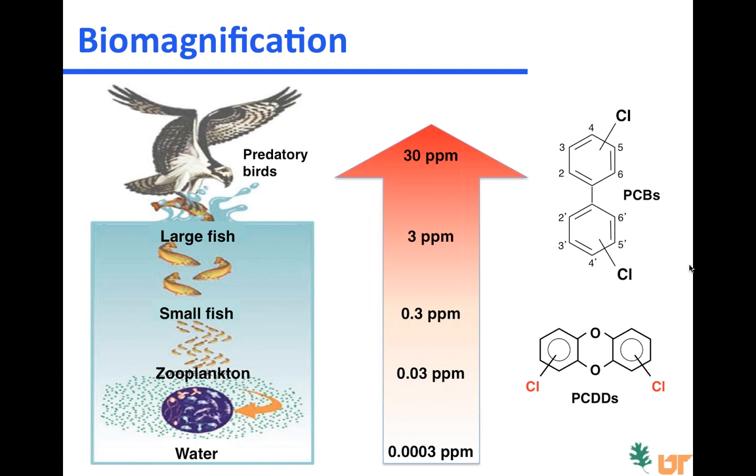You can see with each trophic level, you concentrate these chemicals, and by the time the end consumer at the top of the food chain eats the food, they can accumulate very high concentrations of these chemicals, and that has consequences. And this is known as biomagnification. And chemicals that have many chlorine substituents and are larger molecular size chemicals have a tendency to biomagnify.